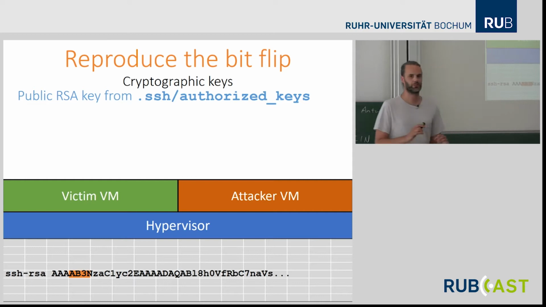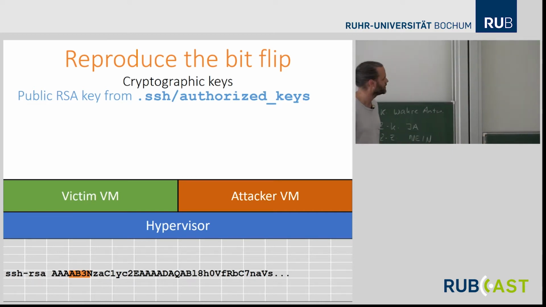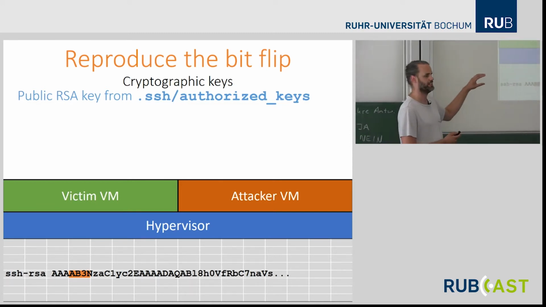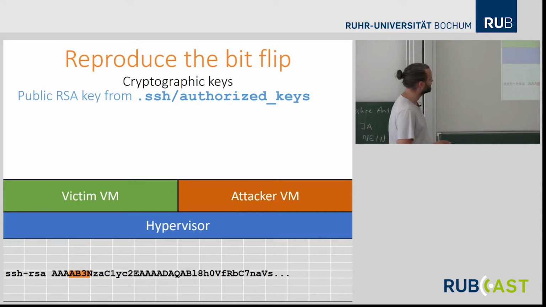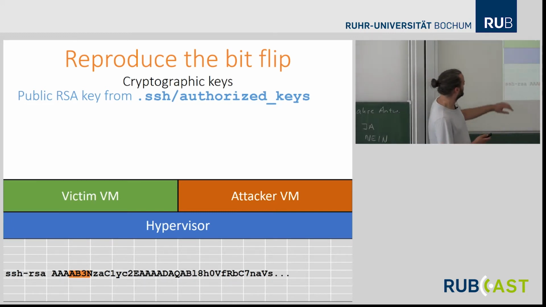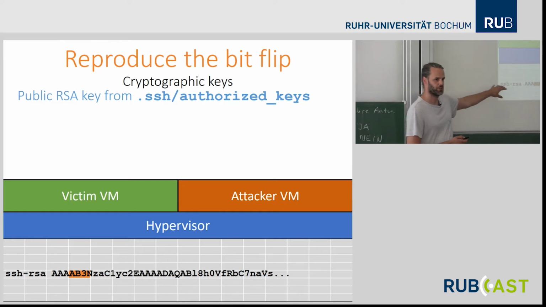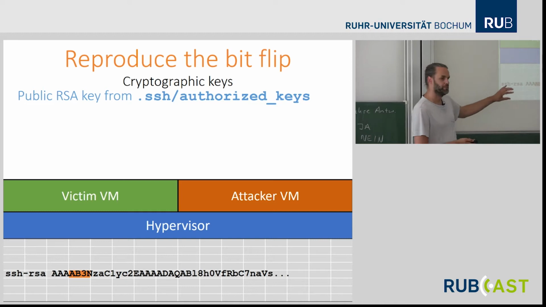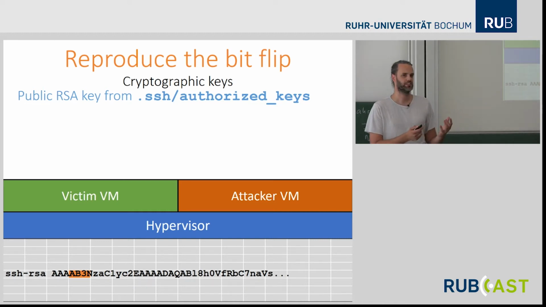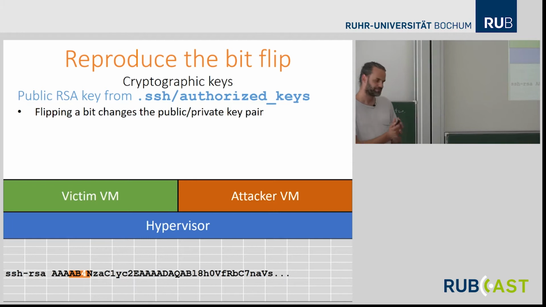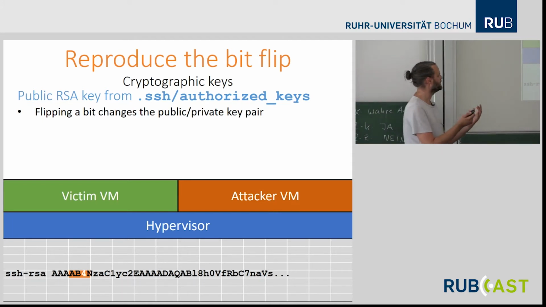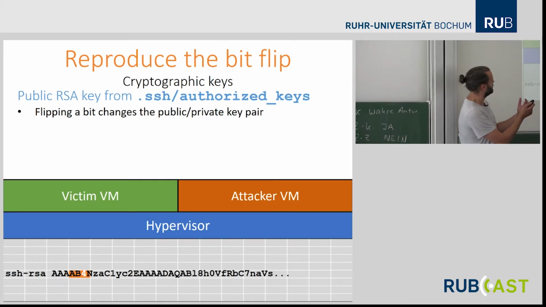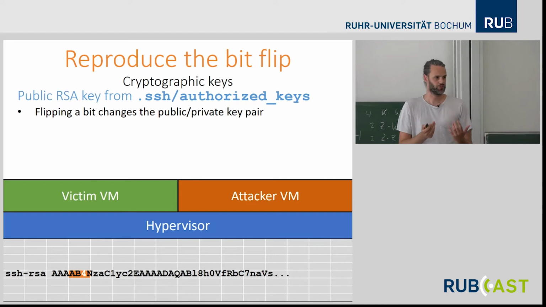Are you all familiar with SSH? Most of you? They're going to store your public RSA key that you can get from authorized keys into the page that is vulnerable for Rowhammer bit flips. Then they flip a bit, and basically what they're doing here is they're changing the cryptographic key in such a way that it loses the important properties of RSA.